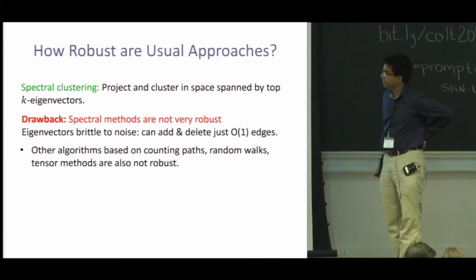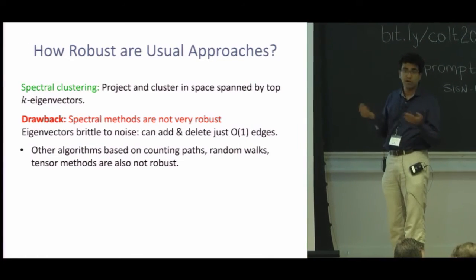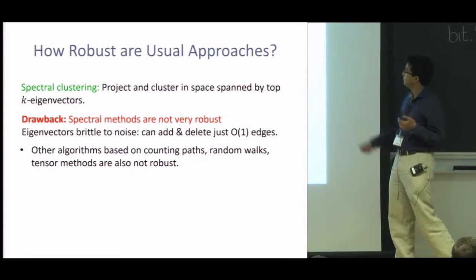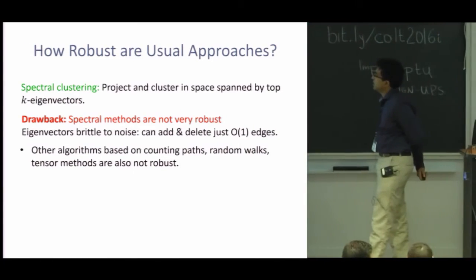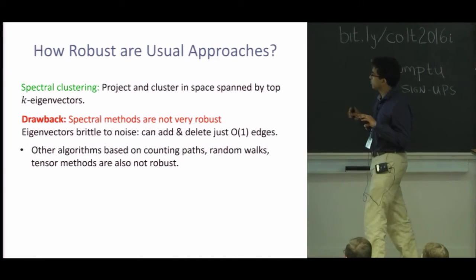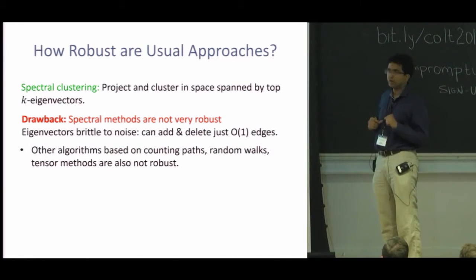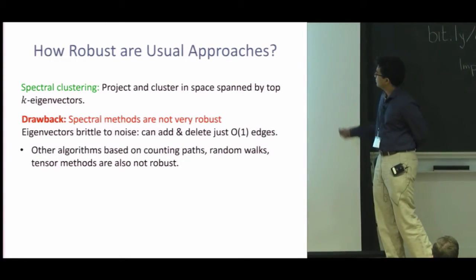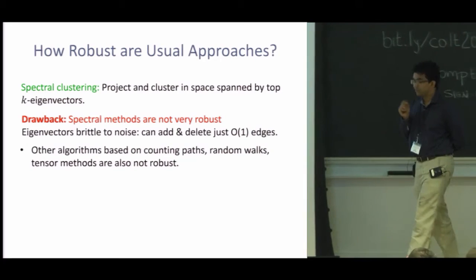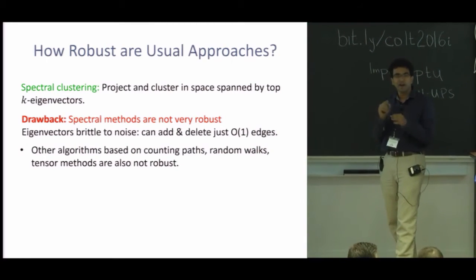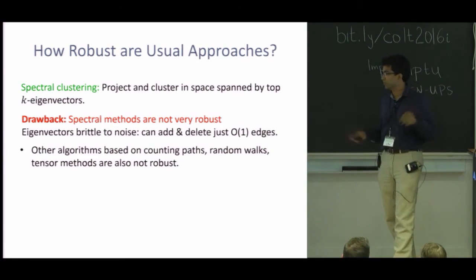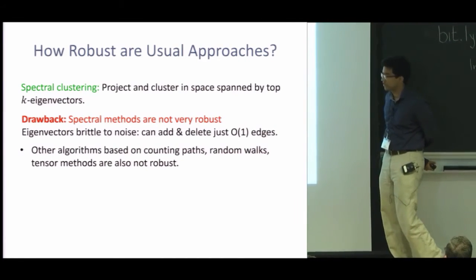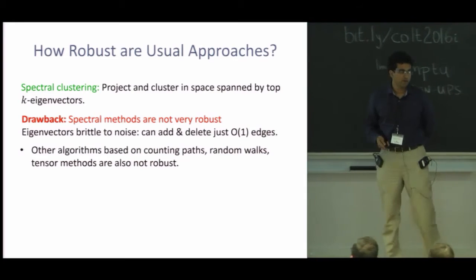Before we proceed, you could ask, how robust are usual approaches? A very common approach is spectral clustering with some pre-processing and post-processing, and this typically goes about by looking at the top k eigenvectors of a matrix, projecting onto it, and doing some distance clustering. These kinds of approaches are typically very brittle to noise because you can just add or delete a few edges and the spectrum goes completely haywire. And various other algorithms like those based on random walks are also very intuitively non-robust.